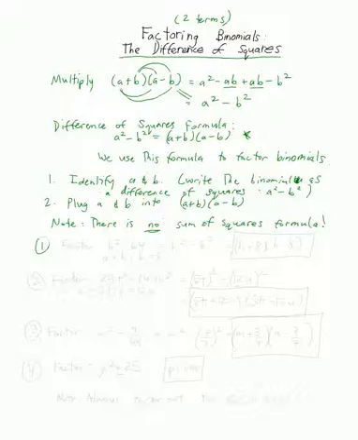Okay, so starting with number one, we're going to factor the following. h squared minus 64. Now, step one says identify A and B. So in this problem, what's our A, what's our B? Well, I can write this as h squared minus 8 squared. So it's a difference of squares. So that means A is h and B is 8. So if I put them in the formula, I end up with (h + 8) times (h - 8). And that's it.